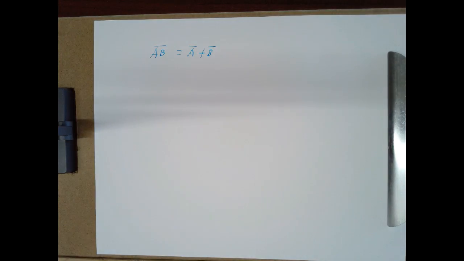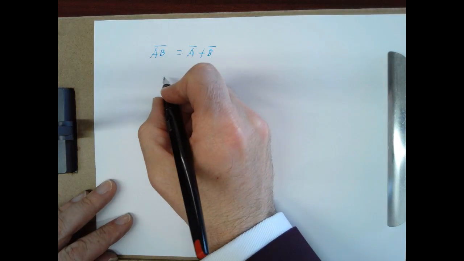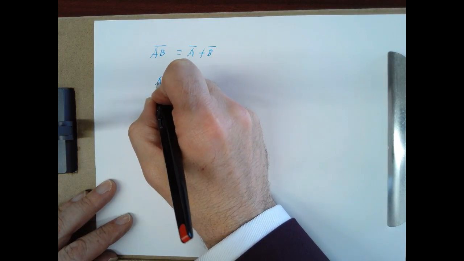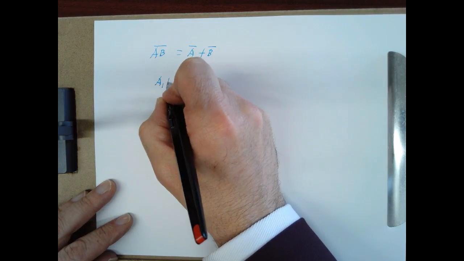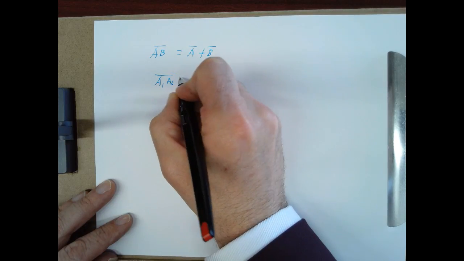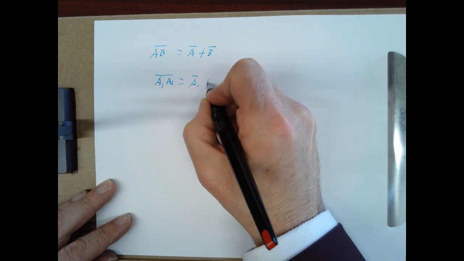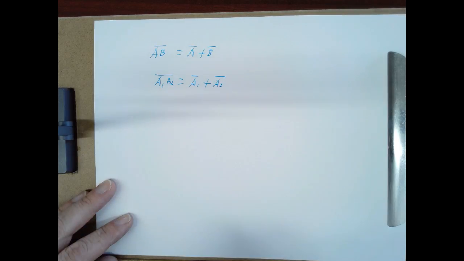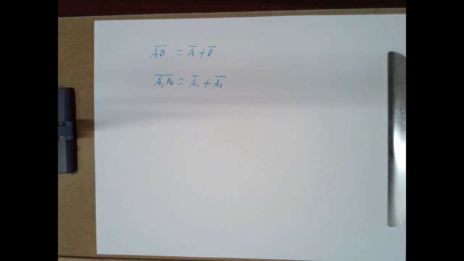So we know this rule from 250 digital logic, right? This is De Morgan's theorem. A and B complemented is the complement of A or the complement of B. And let me write this in a different form. A1, A2 bar equals A1 bar or A2 bar. So same statement, I'm just using different variables.